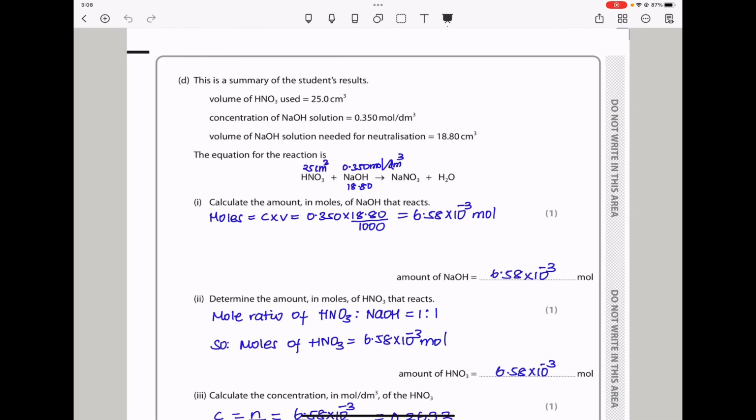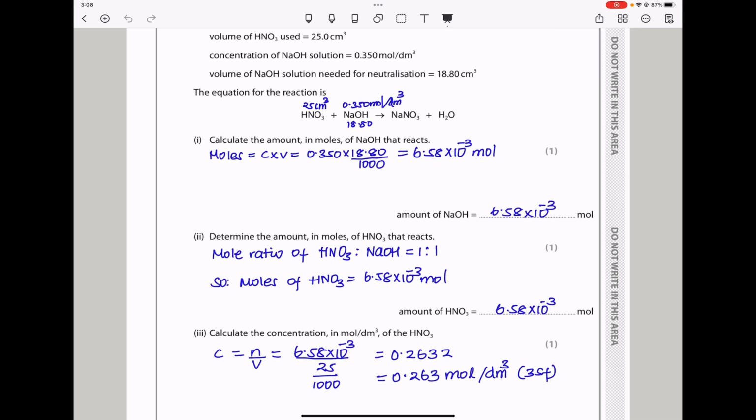Moving on. In part D, this is the summary of the student's results. So we have the volume of nitric acid, which is that, the concentration of sodium hydroxide, which is that, and the volume of sodium hydroxide solution needed to neutralize, which is that. So they gave us the equation. I wrote the information from the summary around the components, like this is for nitric acid, and these two are for sodium hydroxide.